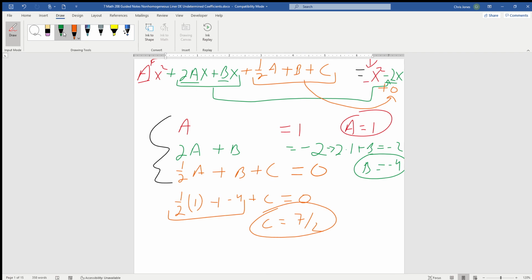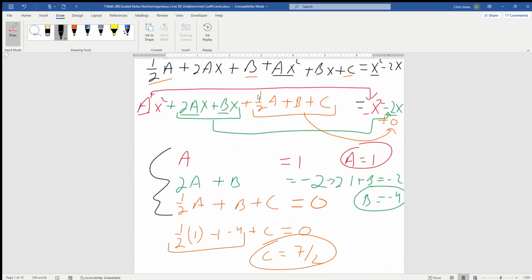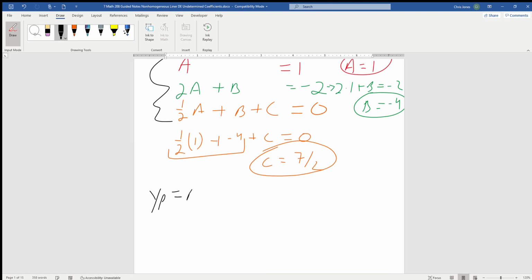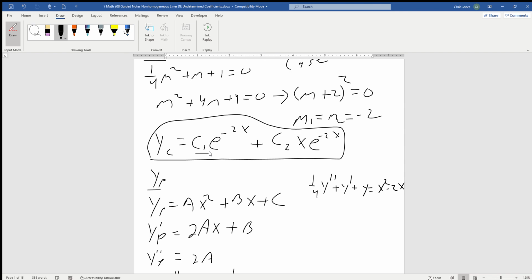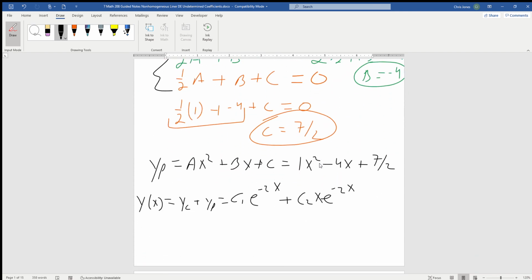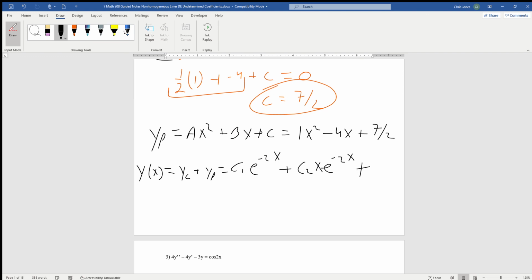And so we're done now, because for the particular solution, we just substitute a, b, and c back in. So yp, remember that was ax squared plus bx plus c, which is going to be equal to 1x squared minus 4x plus 7/2. And then finally, for the final solution, y of x, which is equal to yc plus yp. Remember, yc was c sub 1 e to the minus 2x plus c sub 2 x e to the minus 2x. Remember all the way back about 7 or 8 minutes ago, we found the complementary solution. And then we're just going to add to that the particular solution, which is x squared minus 4x plus 7/2.